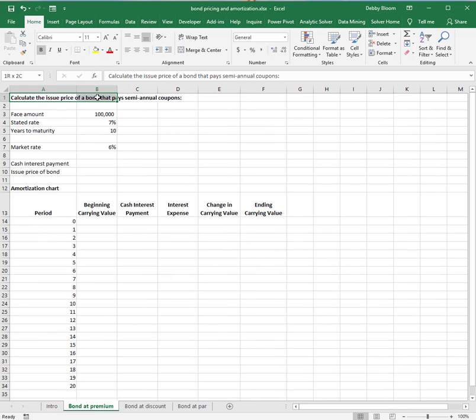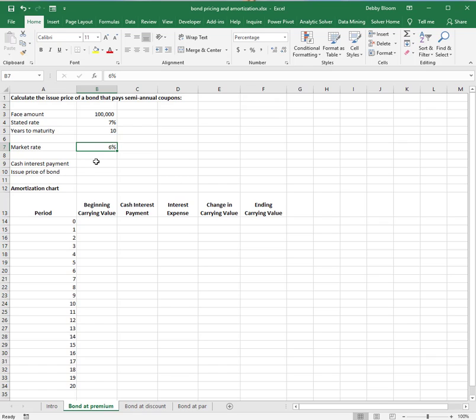So let's first calculate the issue price of a bond that pays semi-annual coupons. We're going to look at a bond that has a face amount of $100,000, a stated rate of 7%, and 10 years to maturity. In this case, the market rate is 6%.